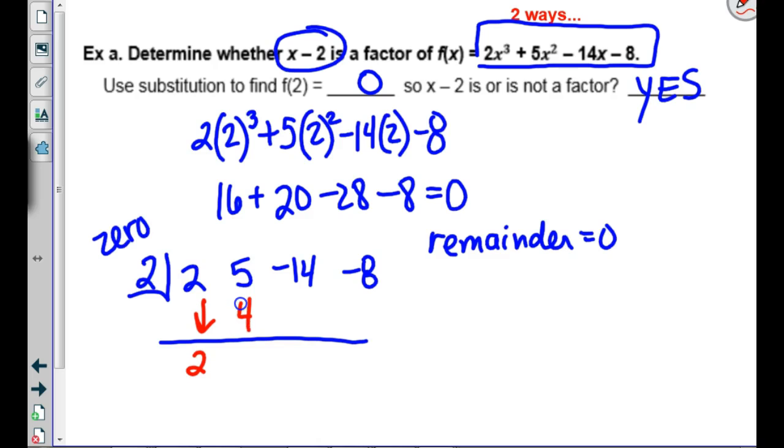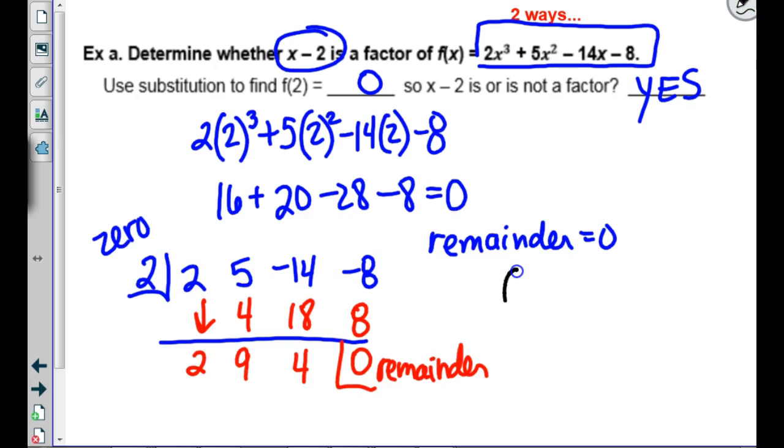2 times 2 is 4. Add. Multiply. Add. Multiply. Okay, add, and we get a remainder of 0. Now, the remainder of 0 means that this went in evenly. So if we were factoring, and this is where we're going with this today, x minus 2 is a factor.